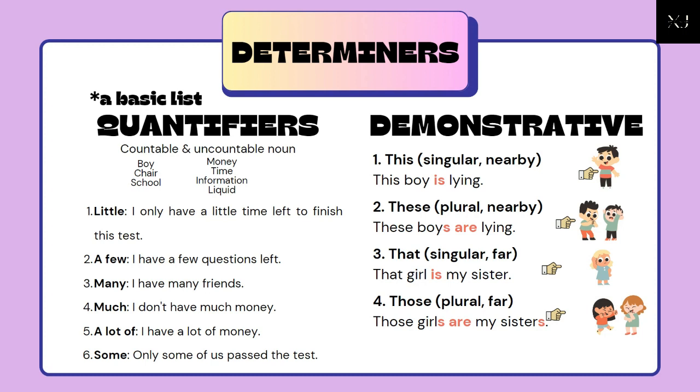You cannot say "I have a few time" or "I have a few money." Those two sentences are wrong. For "some," only some of us have passed the test. You can kind of count "some."